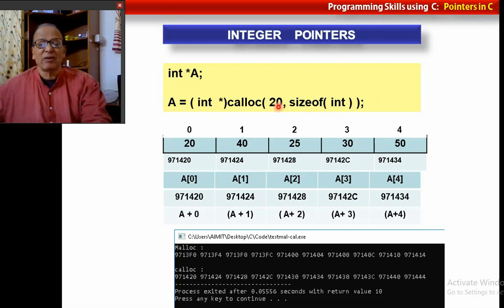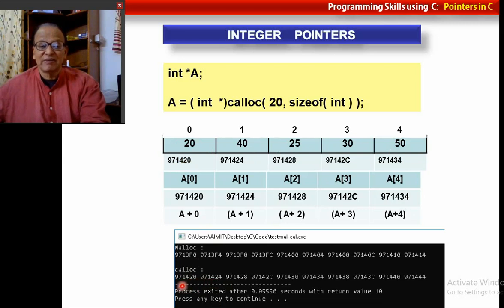In the case of calloc, it is 20 comma size of int. So what happens now? For example, I have got this array. I have inputted only 20, 40, 25, 30, 50. And please note the difference between character pointer and integer pointer. Now I've done that. For example, I've inputted these numbers and then got the addresses here.